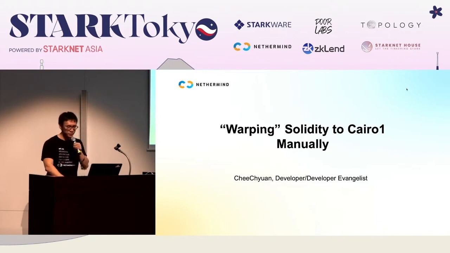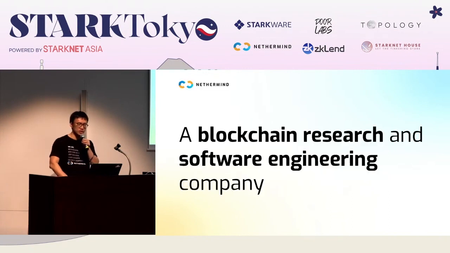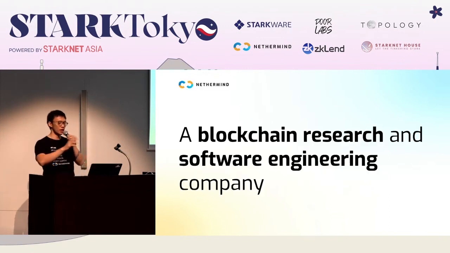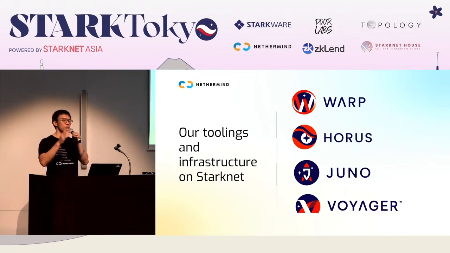Okay, cool. Before I start, a quick introduction of the company. I'm from Nethermind, and we are a blockchain research and software engineering company, and we are involved in the StarkNet ecosystem. So we build tooling and infrastructure on StarkNet. These are the 4 things that we primarily build on. WAP is a Solidity to Cairo transpiler, which I will talk a bit more about later.